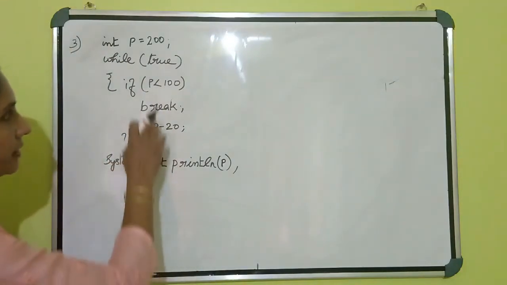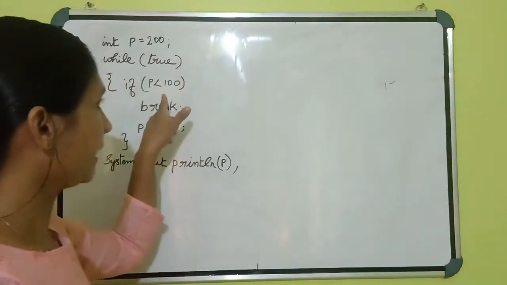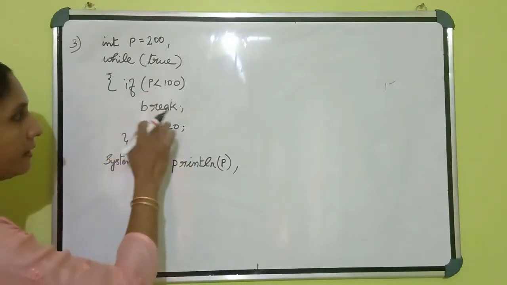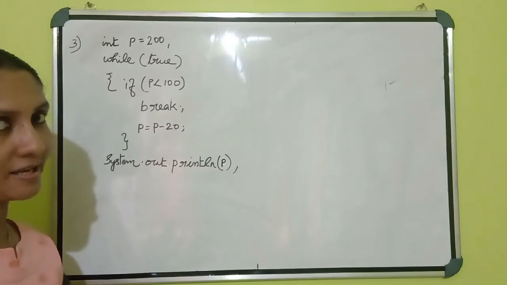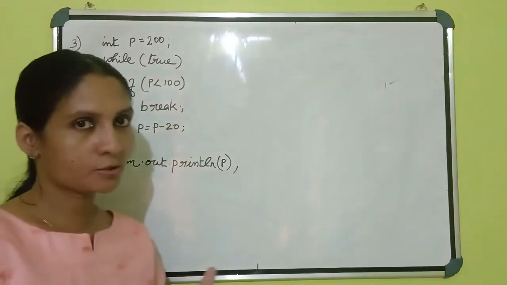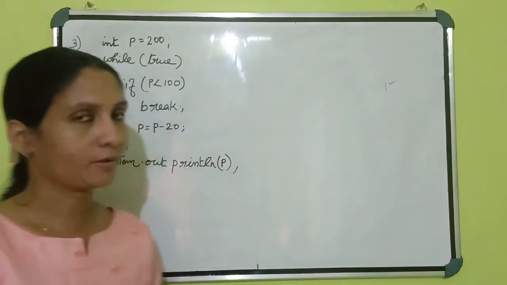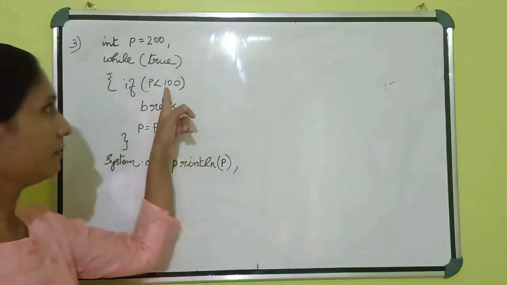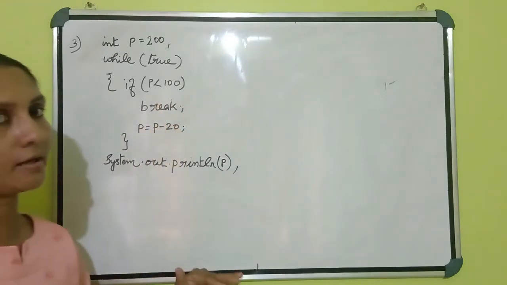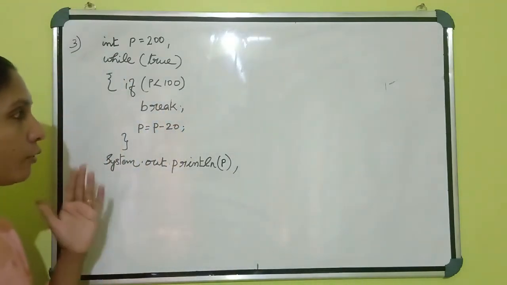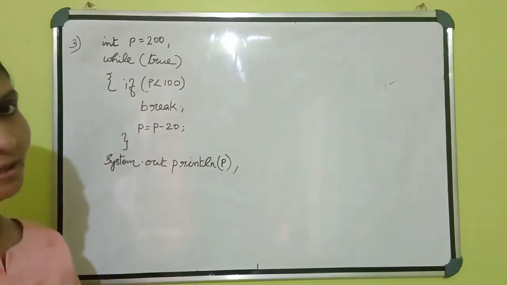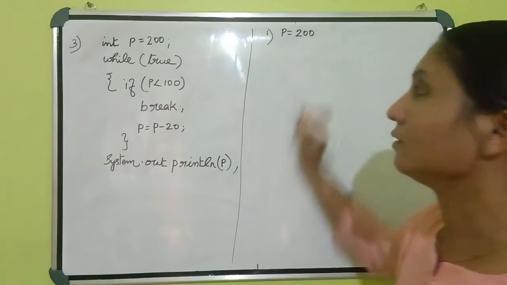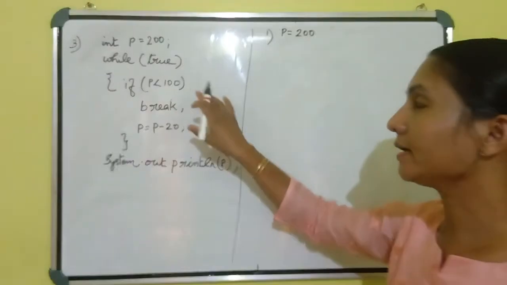But listen here. Inside the curly bracket, we have a condition to terminate the loop. What is the condition? If p is less than 100, there is a break statement. Do you know the use of this break statement? To terminate the loop. When the program meets this condition, it will break the loop. Then we have to find the final value of p. We start with p as 200.